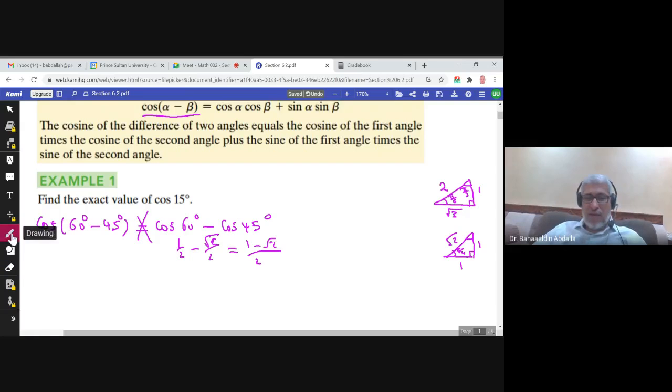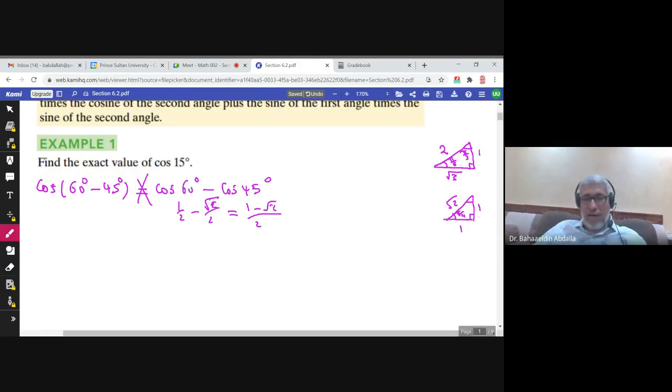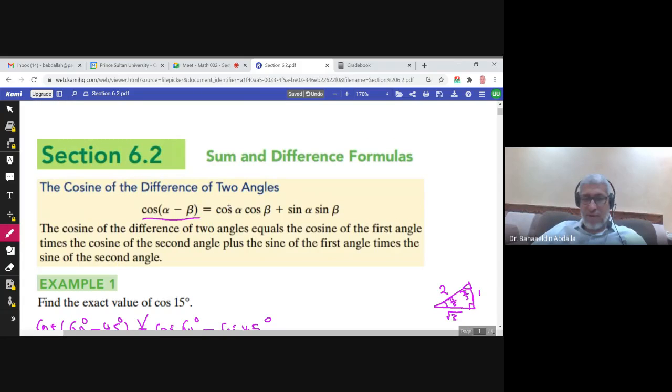If you like, try with known angles, for example cosine 90 minus 45. You can check any two angles like this, just to make sure that cosine alpha minus beta is not in general equal to cosine alpha minus cosine beta. So that's not correct. So what is the correct formula?